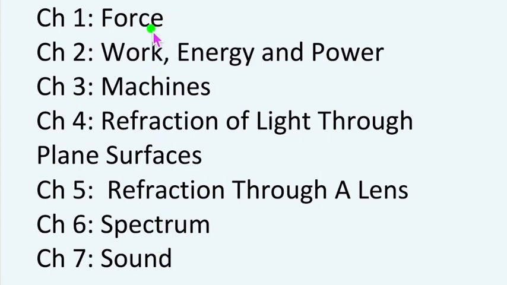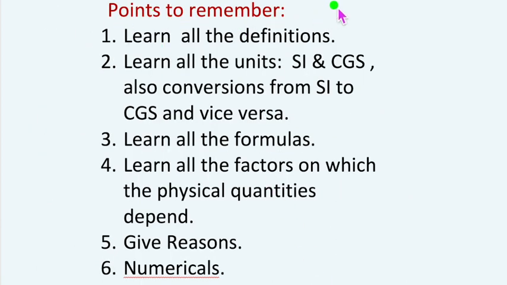So let us quickly get a review of each one of these chapters and how to solve the MCQs based on them. Look at the points that we have to remember. Number 1, learn all the definitions. Number 2, learn all the units, the SI units, the CGS units, and learn to convert them from one to the other, like SI into CGS, CGS into SI. You should be very well versed with that.